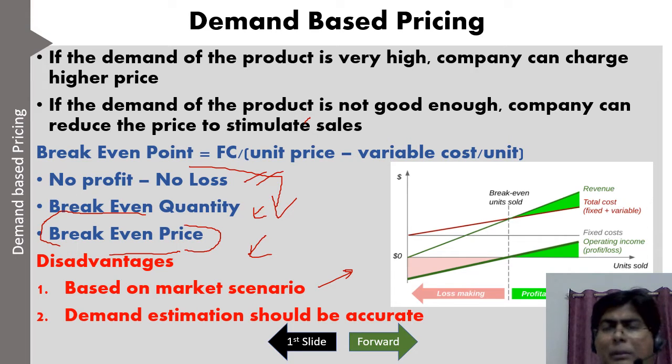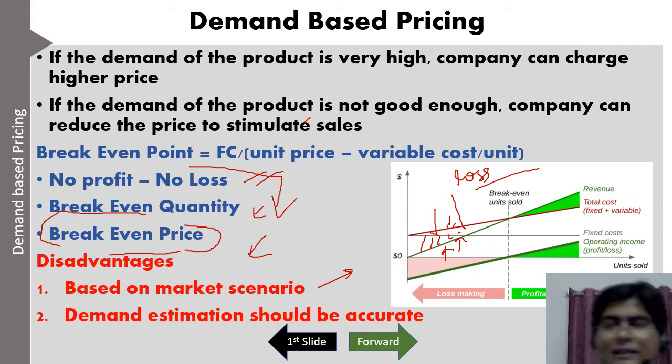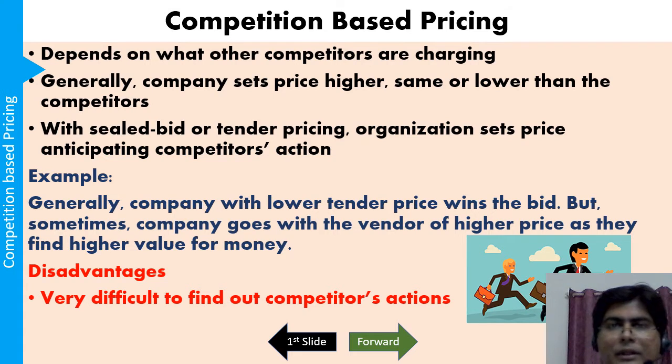And one of the problems with this method is that demand estimation should be accurate. Now, it's a very daunting task. You need to gather lots of information to get accurate estimations of the demand. Look at this graph. This red line is your cost and this green line is your revenue. See, your cost is greater than revenue, so what happened here? You incurred a loss, right? Okay, let's see some other methods.